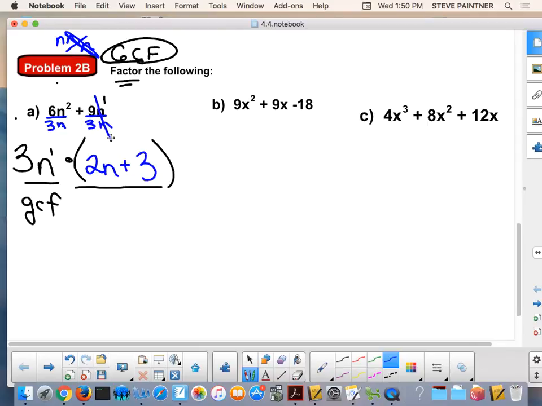This is called a binomial. I have not taught you anything about binomials. Don't even try it fast. Move on.